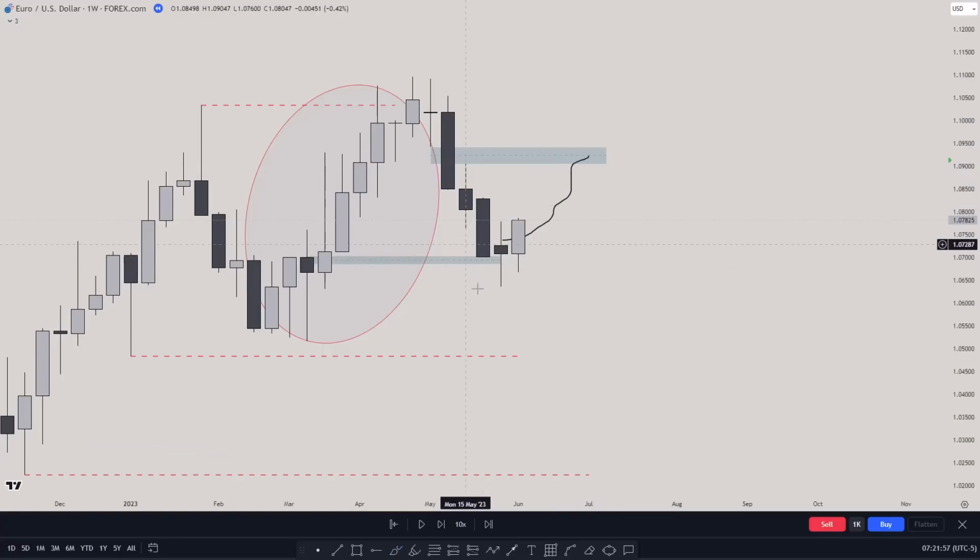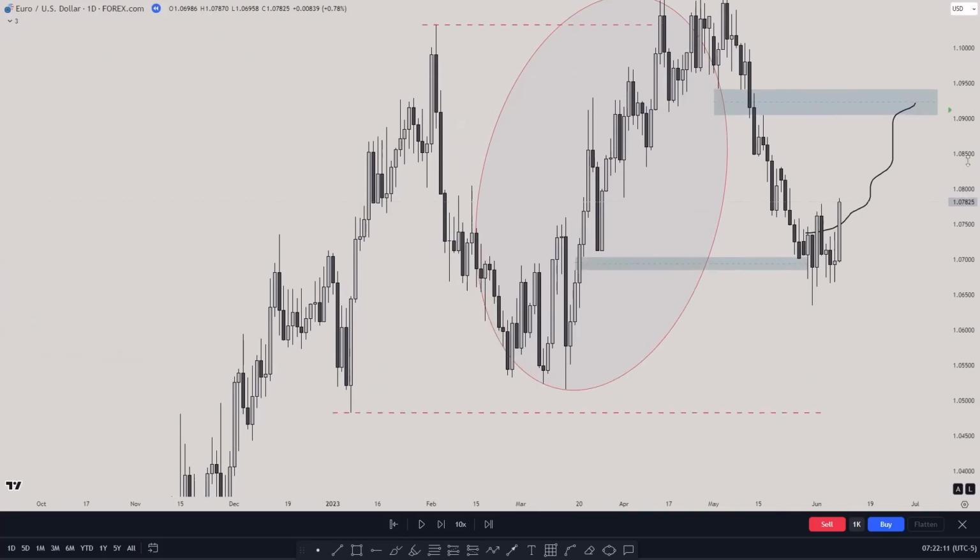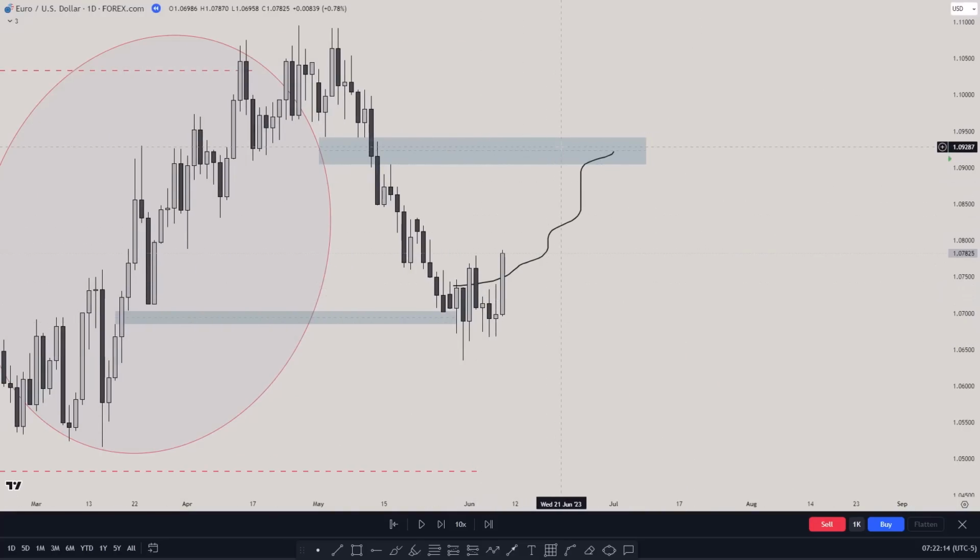Why? Because we have already the internal move going to the external one, so mostly it's going to take the highs, but I'll always keep an eye at this fair value gap. So from here all the way to here, and if we go to the daily, we're going to see that this is a much bigger range. So from here to here, I'm only going to be looking for longs.